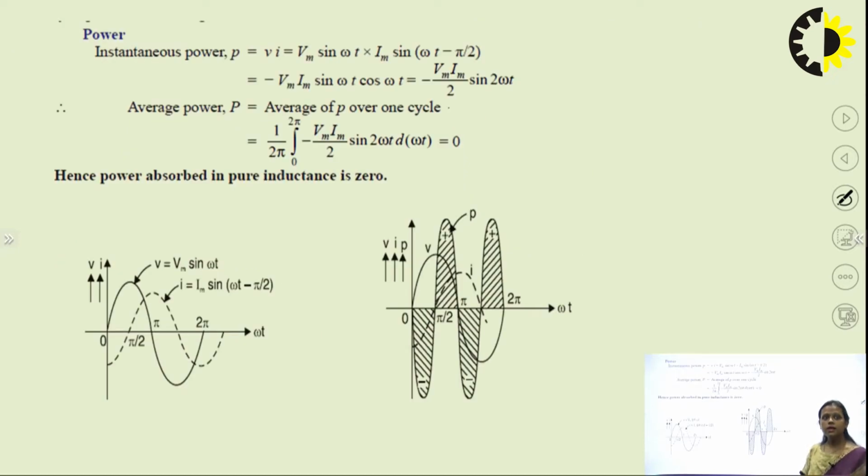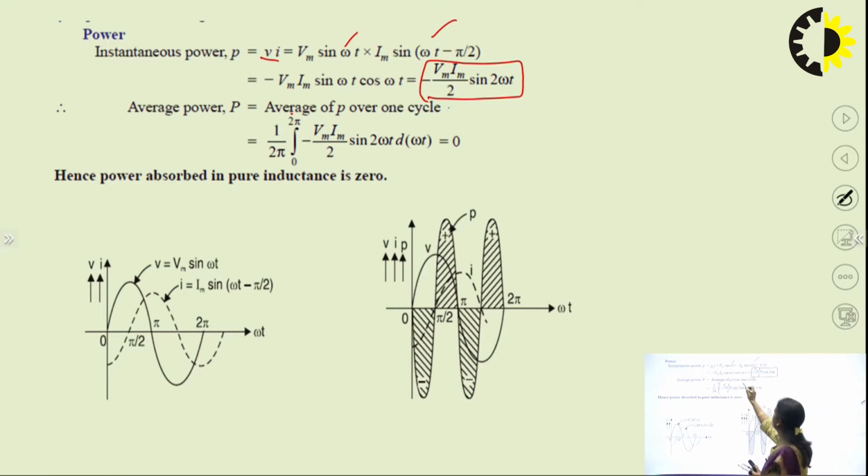Now next, how to find the power, instantaneous power. So we know power is V into I. So substituting the value of V and I, that is omega t minus pi by 2, and calculating, you will get this value, right? This is the instantaneous power. And if you are going to find the average power for one cycle, this will be equal to 0, right? So the power absorbed in pure inductance is 0. So in a purely inductive circuit, the power absorbed will be 0 here.